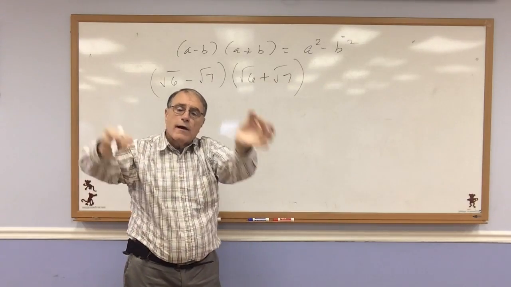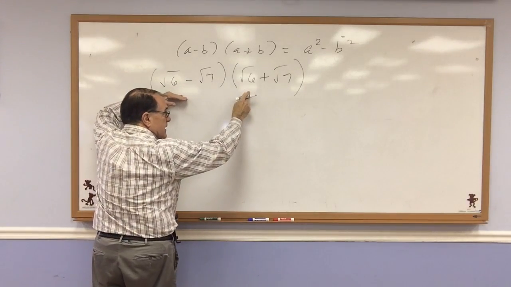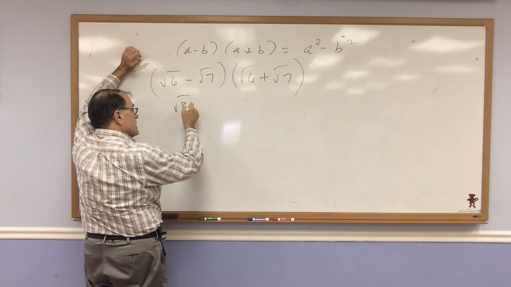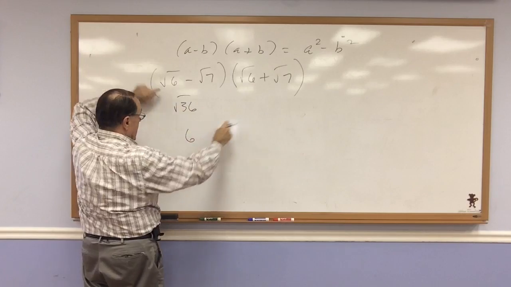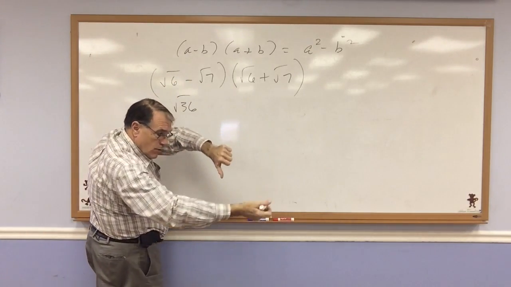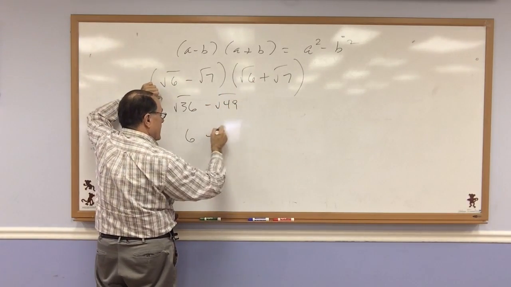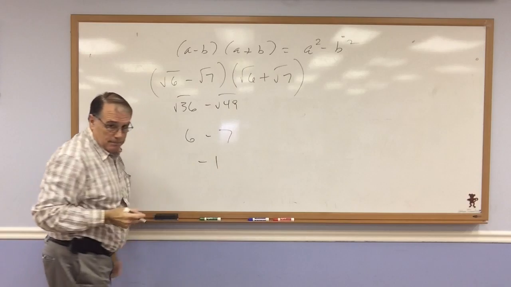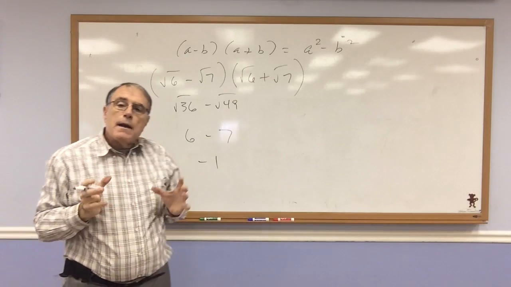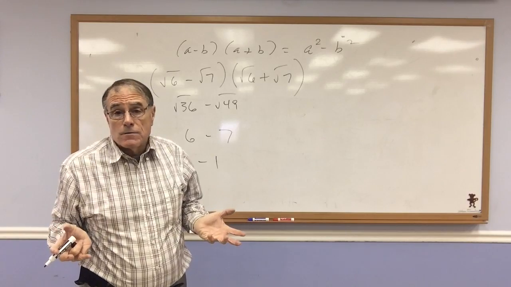Now when I square a square root, I get the radicand. So root 6 times root 6 is root 36, which is 6. Outer, positive. Inner, negative. Drop out. Minus root 49 minus 7, result negative 1. So multiplying here, I've eliminated the radicals.